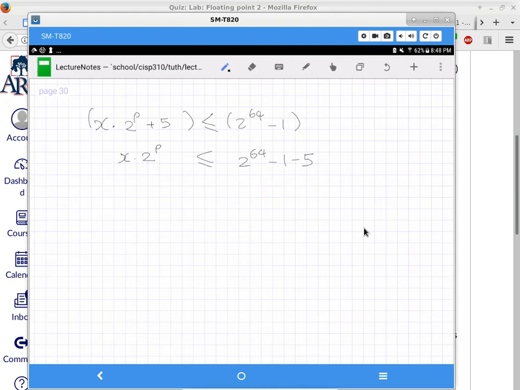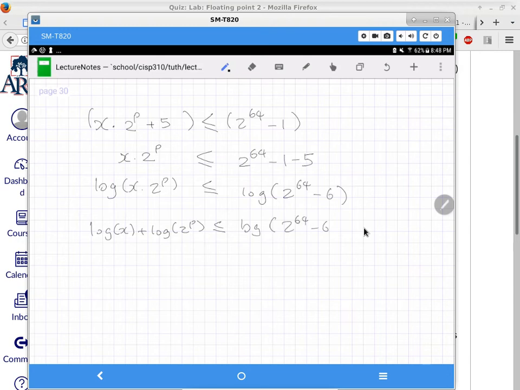And now we can take the log. So we say the log of x times 2 to the power of p has to be less than or equal to the log of 2 to the power of 64 minus 6. I'm just combining the minus 5 minus 1 into minus 6. Is that okay? All right. And then we say this is log of x plus the log of 2 to the power of p, because the log of a product is the same as the sum of the logs of the individual components of the multiplication. Is that okay?